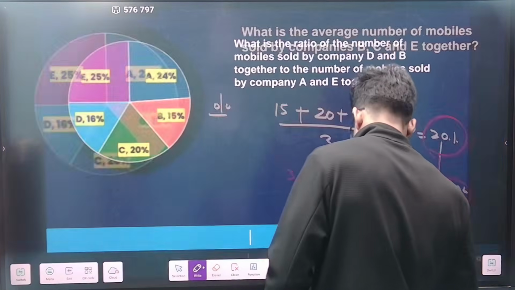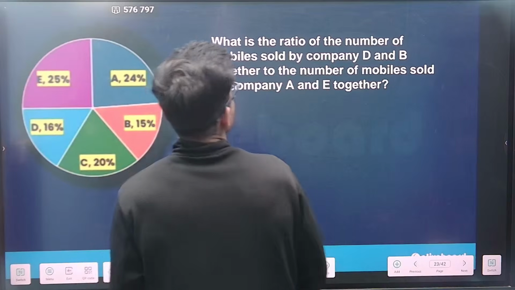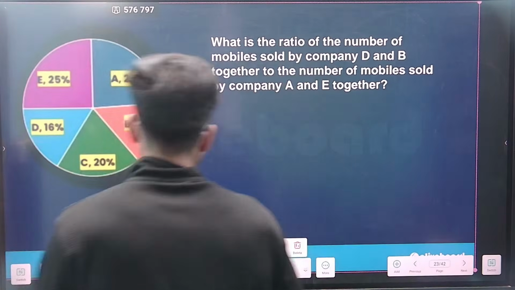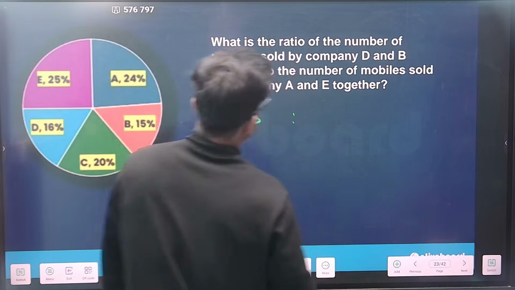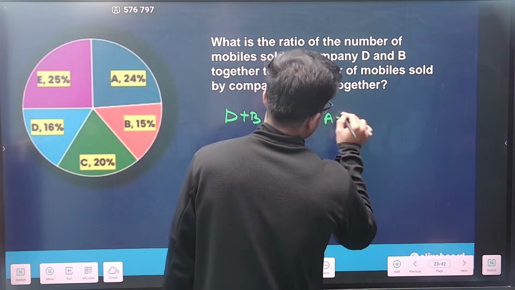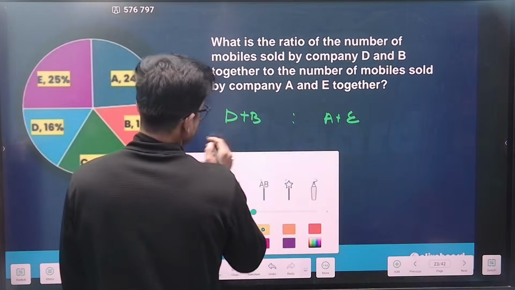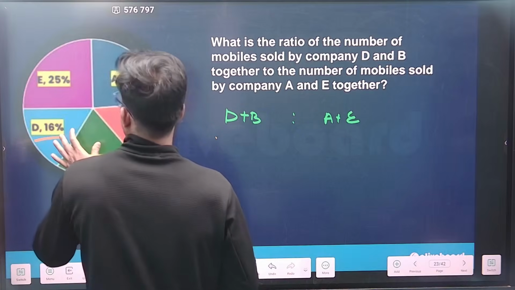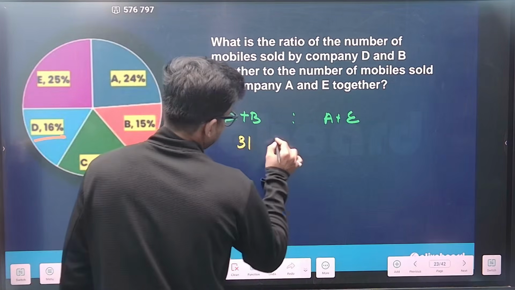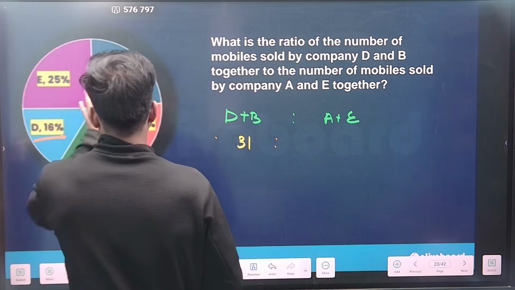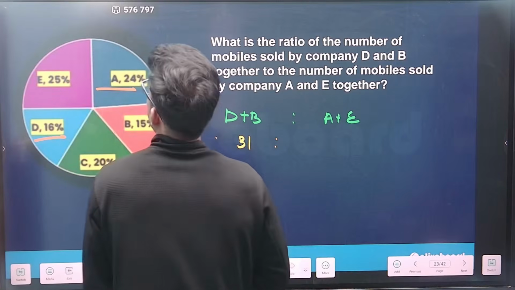Okay, can we solve this one? Let's see if we can solve this question. The ratio of the number of mobiles sold by companies D plus B is to A plus E. Let's take out the percentages only. D is 16, B is 15, so 31. A is 24 and E is 25, so 49.